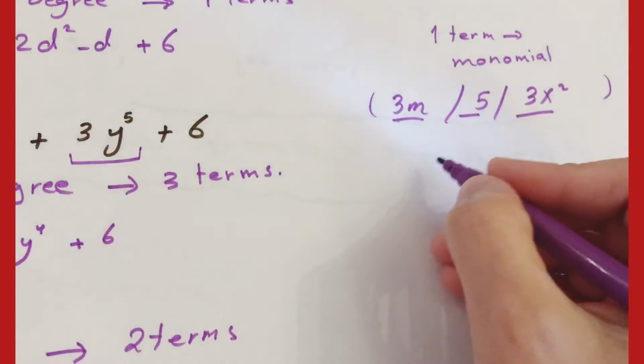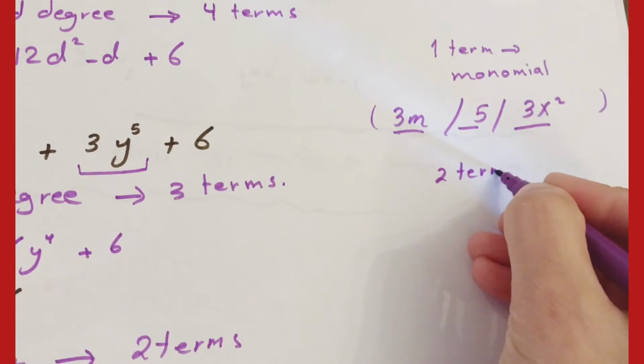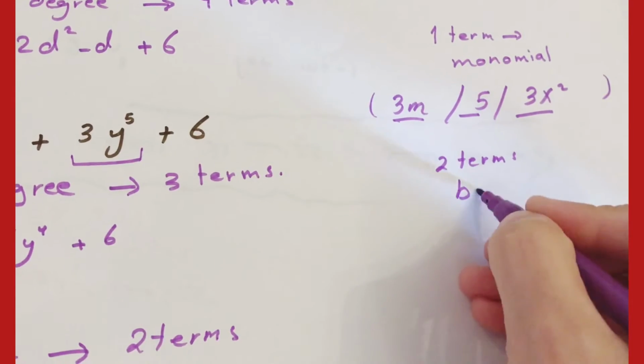Okay? So if we have two terms, we call it a binomial.